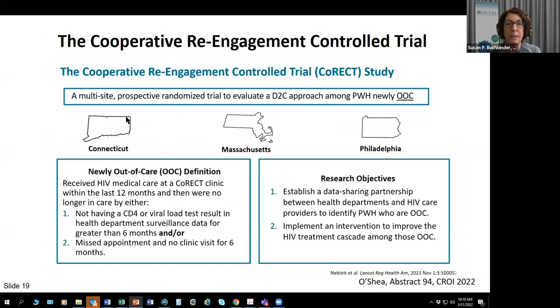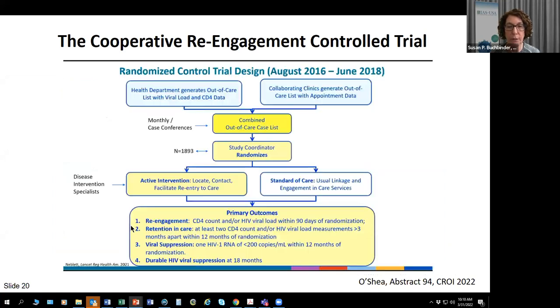So this was some data that I thought was very interesting, trying to look at what happens when people drop out of care. Can we get them relinked into care? So this was a study from CDC that was done in Connecticut, Massachusetts, and Philadelphia. And they took these clinics and said, if you had dropped out of care within the last 12 months, based on either not having a CD4 or viral load test in 6 months, or missing an appointment, or having no clinic visit for 6 months, then you were put into this pool of individuals.